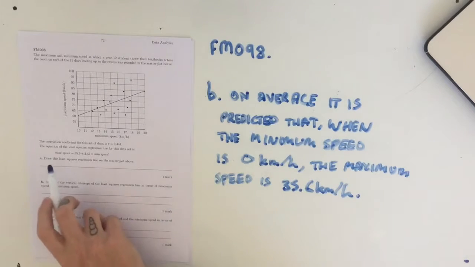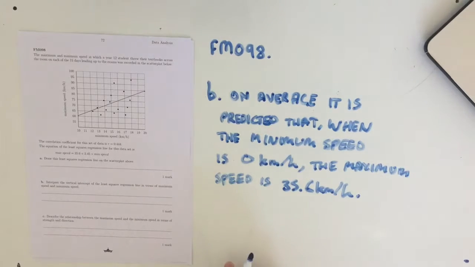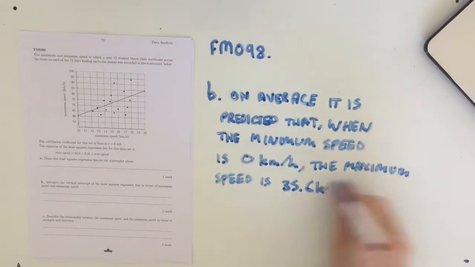Your max speed is going to come out, since this will be 0, it's going to cancel out the 2.45, you're going to be left with just that 35.6, and that's going to be your maximum speed. So this is just saying that on average, according to this line, it is predicted that when the minimum speed is 0 kilometers, the maximum speed is going to be 35.6 kilometers. Excellent.